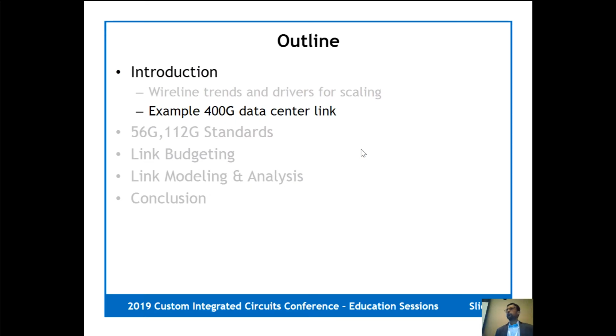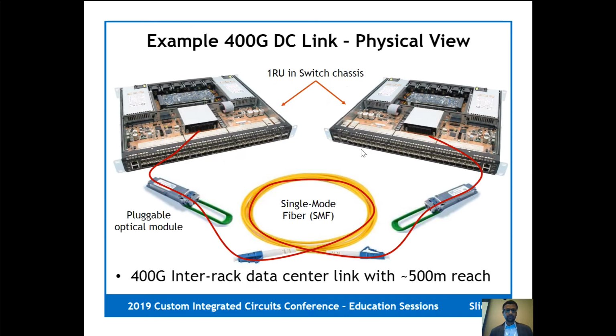So in order to give some context to all the subsequent discussion on standards and budgets and models and so forth, I thought it'd be useful to just walk through a typical data center link example and then attach these concepts to that. So it makes the subsequent discussion a little more concrete. So let's look at a link that's used in the data center to attach between two switch units. What's shown on the left and the right are rack units in a switch chassis. And we want to communicate from one switch IC to another switch IC. And with the sprawling data centers we have today, the link can span several hundred meters.